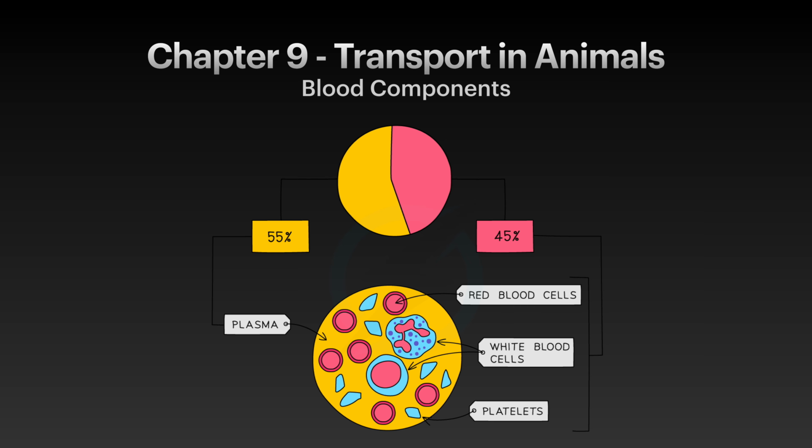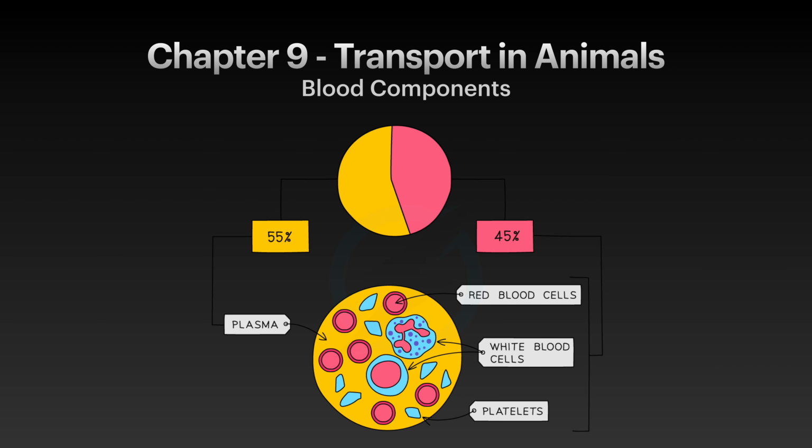The functions include phagocytosis. Some white blood cells engulf and destroy the pathogens by surrounding them and digesting them. Next is the antibody production, where lymphocytes produce specific antibodies that bind to antigens on pathogens, marking them for destruction. Lastly, it's the antitoxin production, where it neutralizes toxins produced by bacteria. We will explore white blood cells in detail in chapter 10.